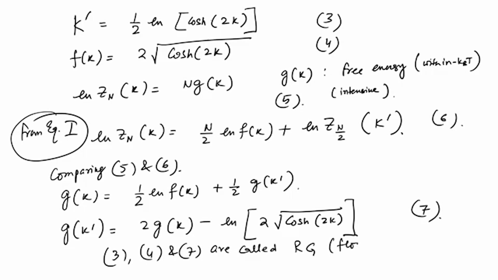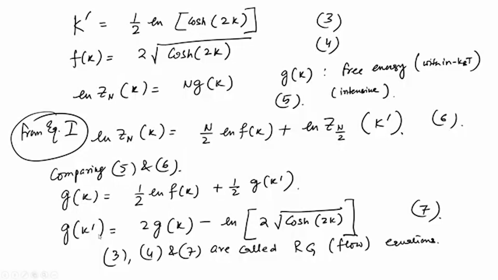or they are called flow equations, because the coupling constant flows. Okay. I mean, if the partition function is known for a particular k prime, then one can generate it using this recursion relation for a different k, after one has done this decimation. Okay.